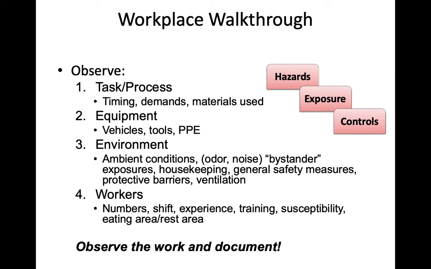So, if you're in a workplace, the walkthrough would include the hazards, exposure, and controls, right? First, you would want to observe. This would be including task and process, so timing, demands, and the materials used. Number two, the equipment, vehicles, tools, personal protective equipment. Number three, the environment, ambient conditions, odor, noise, bystander exposures, housekeeping, general safety measures, protective barriers, ventilation. And lastly, workers. This could include the number, shift, experience, training, susceptibility, eating areas, rest areas. So we want to observe the work and document.